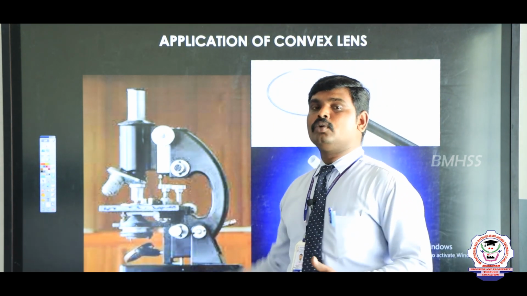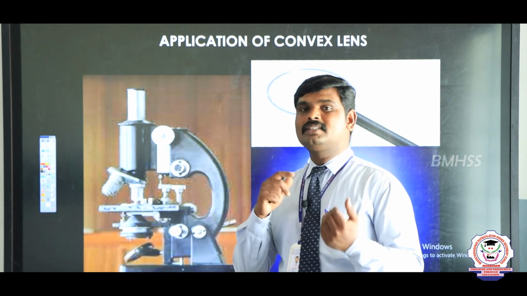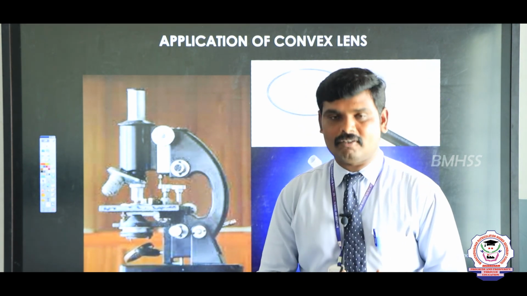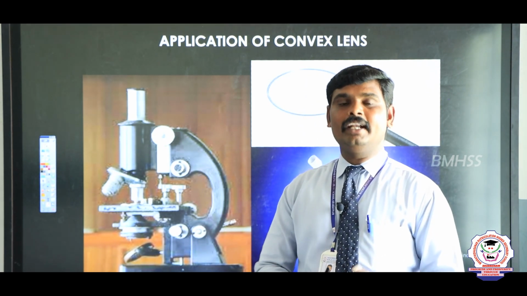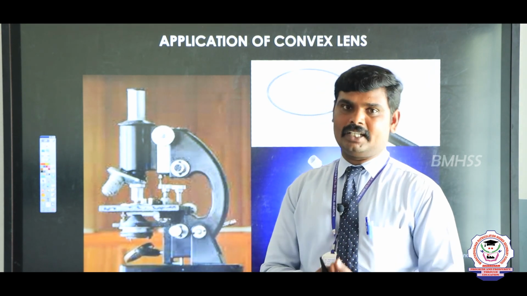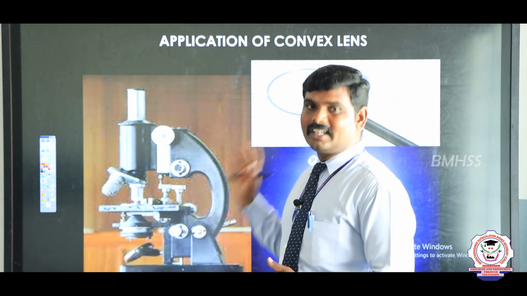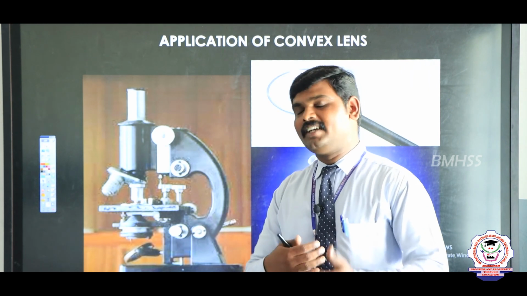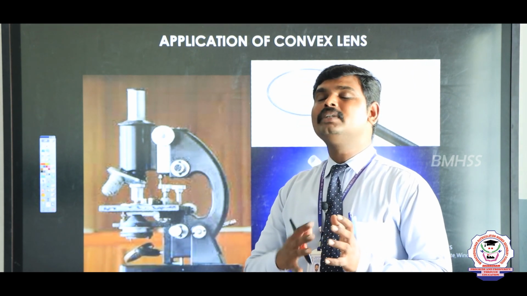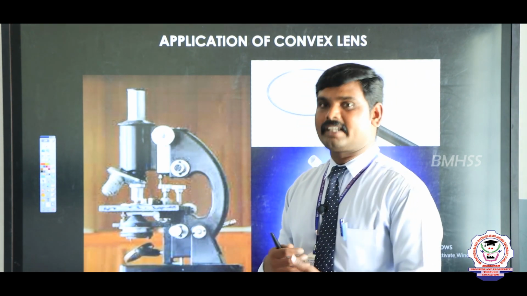Okay, so we have seen what a lens is and how many types of lens there are. Then how the image is formed by using the convex lens. In the next class we will discuss how the image is formed for the concave lens.